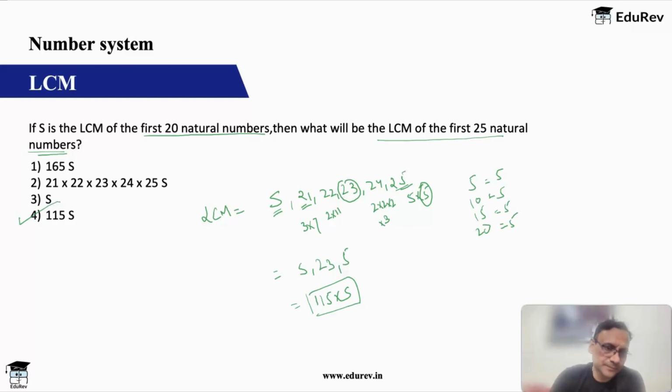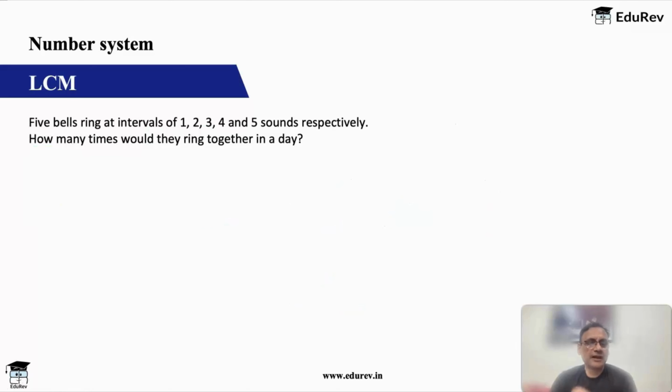Okay, let's move on. 5 bells ring at intervals of 1, 2, 3, 4, 5 seconds respectively. How many times would they ring together in a day?